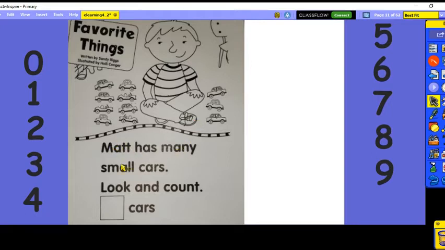Matt has many small cars. Look and count. Okay, let's see. 1, 2, 3, 4, 5, 6, 7, 8, 9, 10, 11. So how many cars does he have? 11. We're also going to be talking about team numbers in the story. So 11 is a 1 with a 1.